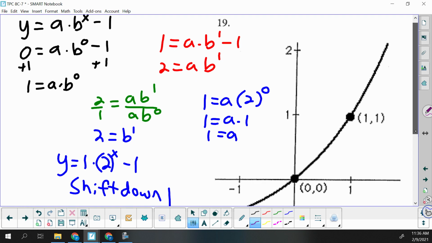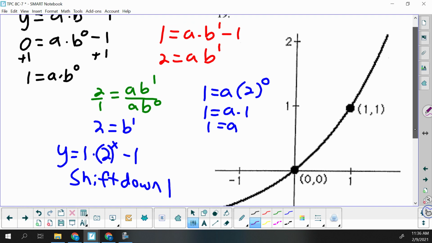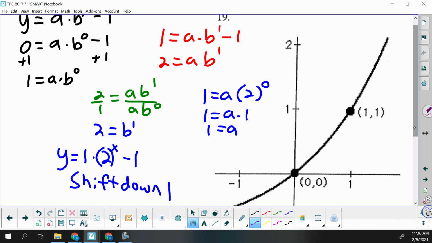Next one, we're leveling off at -1. So sub everything in. Eventually, you should get a is 1 and b is 2. So we have 1 times 2 to the x minus 1. Only transformation that's showing is a shift down 1 because the one out front is not doing anything.